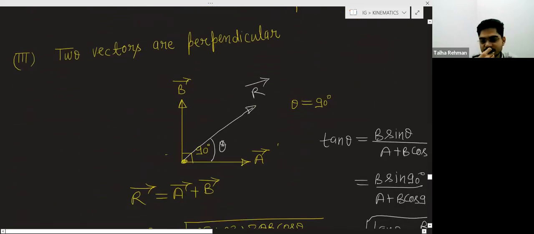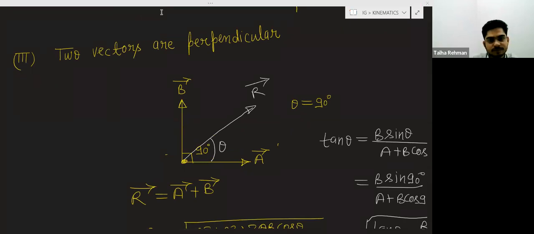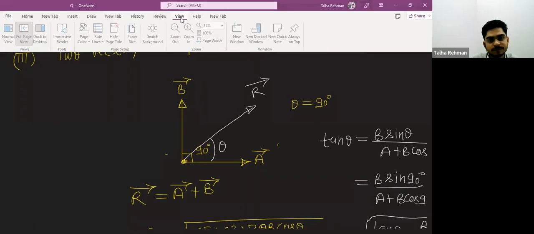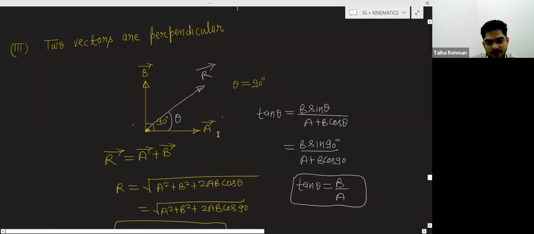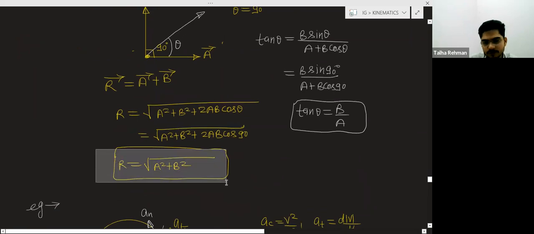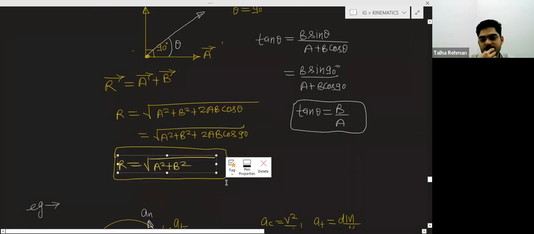Okay, another case. If two vectors are perpendicular, this is one vector, this is another vector, both the vectors are perpendicular, and we want to find the resultant vector. So the resultant vector will be like this. For calculating the resultant vector, you will use this formula, a square plus b square plus 2ab cos theta, and finally you will get r is equal to under root of a square plus b square.